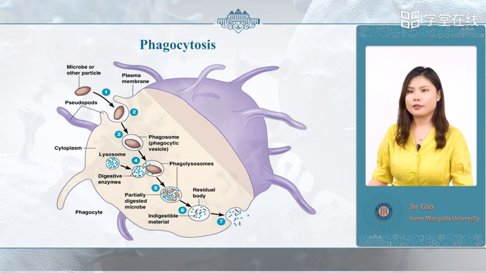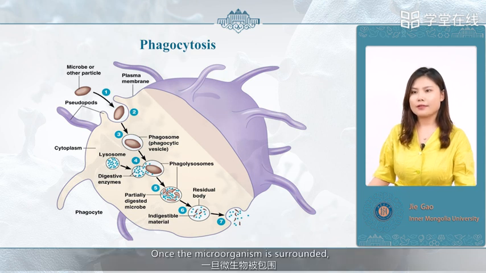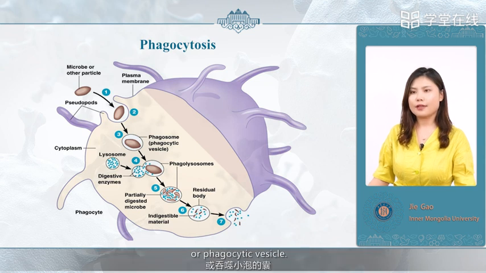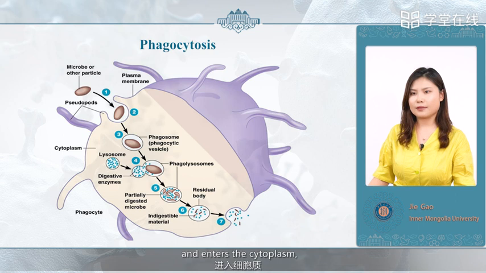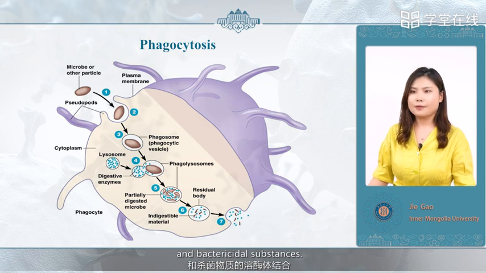Following adherence, ingestion occurs. The plasma membrane of the phagocyte extends projections called pseudopods. Once the microorganism is surrounded, the pseudopods meet and fuse, surrounding the microorganism with a sac called a phagosome, or phagocytic vesicle. Next, the phagosome pinches off from the plasma membrane and enters the cytoplasm, where it contacts lysosomes that contain digestive enzymes and bactericidal substances.